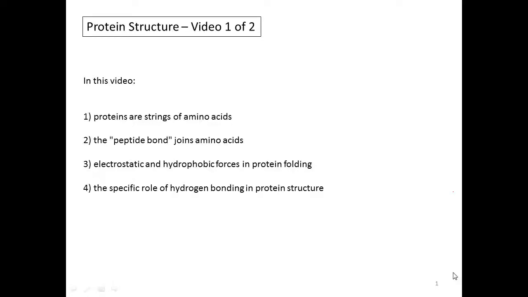Hi, this will be the first of two lectures on protein structure. We've been introduced to proteins as one of the four fundamental biopolymers, and now we'll learn about them in a little bit more detail. Specifically, we'll talk about how proteins are made up of amino acids. It's a linear string like beads on a necklace. We'll talk about the peptide bond, which joins amino acids into the protein. We'll talk about forces which govern the shape of folded proteins, and we'll talk specifically about some misconceptions about hydrogen bonding that helps determine protein structure.